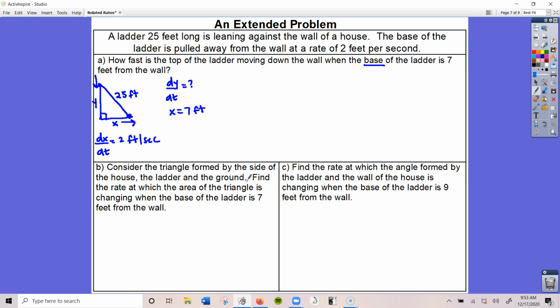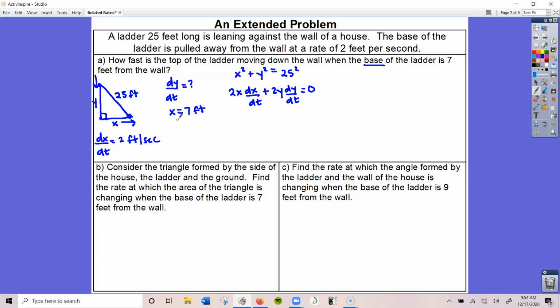Whenever you have a right triangle, what you're going to use here is the Pythagorean theorem. In this particular case it is x squared plus y squared is equal to the hypotenuse squared, which is 25 squared. If I find my derivative, we get 2x dx dt plus 2y dy dt is equal to 0. The problem here is that we're trying to find dy dt, and we have x and we have dx dt, but we need the y.